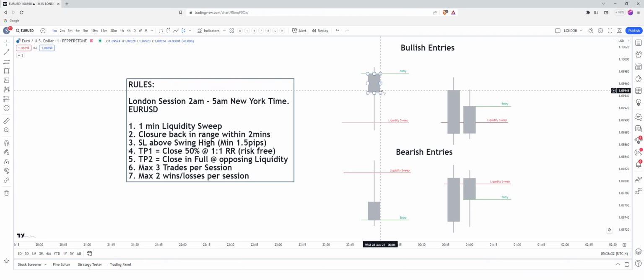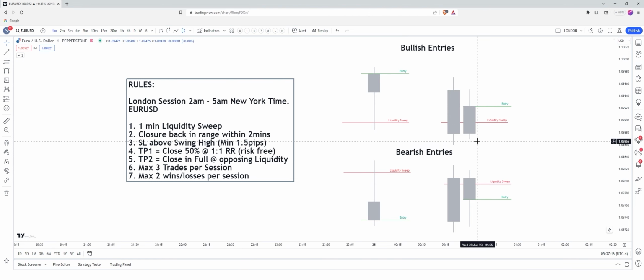Our second entry would be where the initial candle takes liquidity and closes outside of the range. The following candle then closes back into the range. At the close of the following candle, we would then enter and target higher liquidity. Our stop loss will be set at a minimum of 1.5 pips or above or below the swing of the candle that took the liquidity.